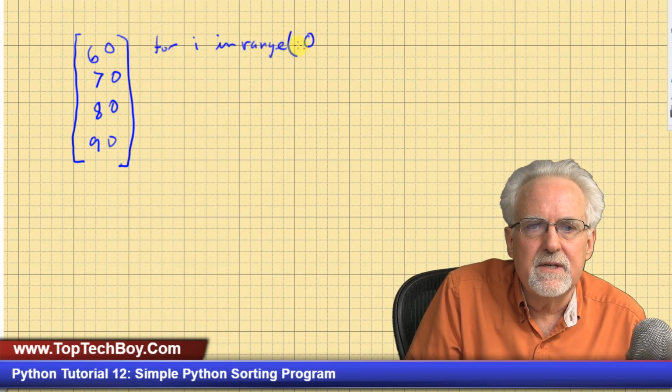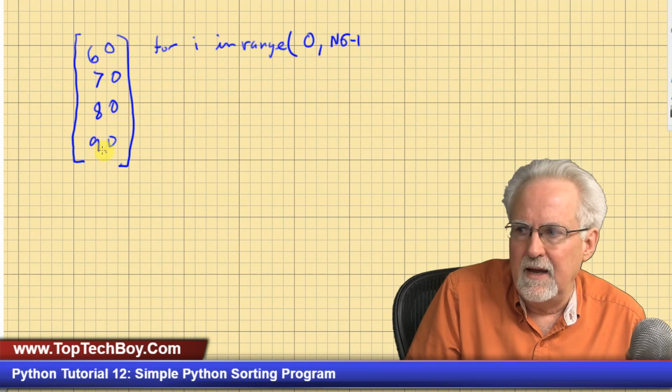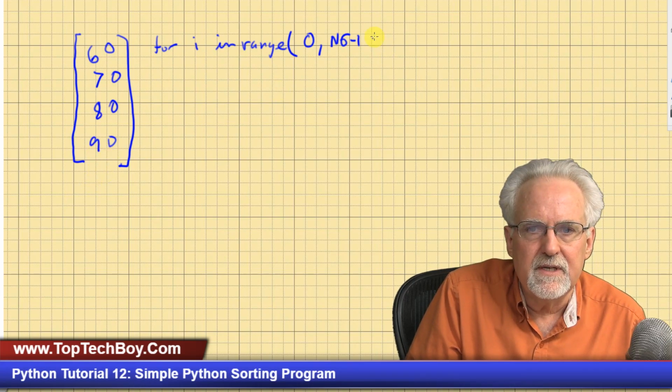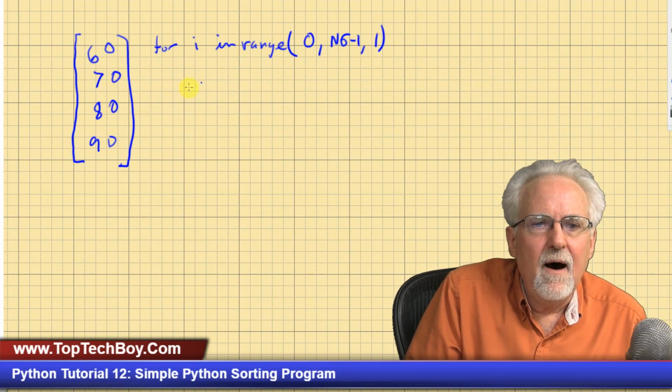I'll start at the 60, and then I want to go num grades minus 1, because I don't want to get to the 90 and then try to compare it to a number that's not there, and then I'll go in increments of 1. Now what am I going to do?